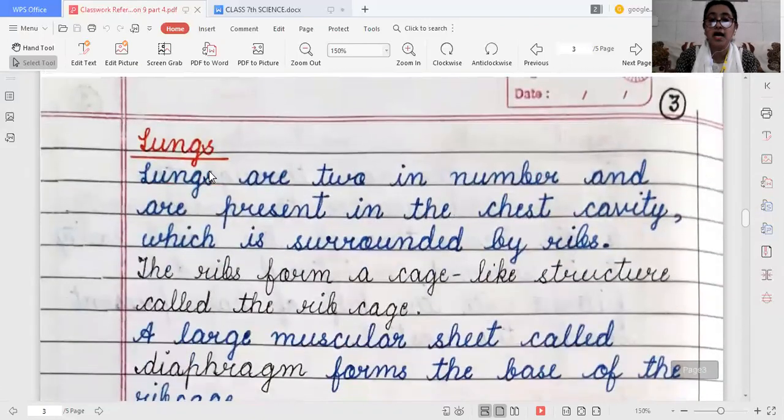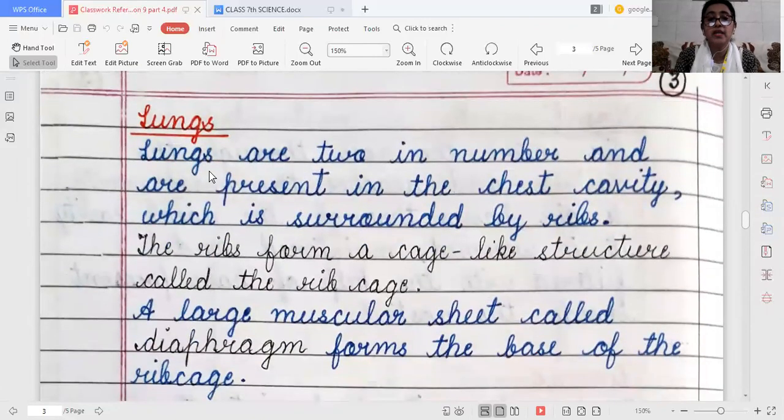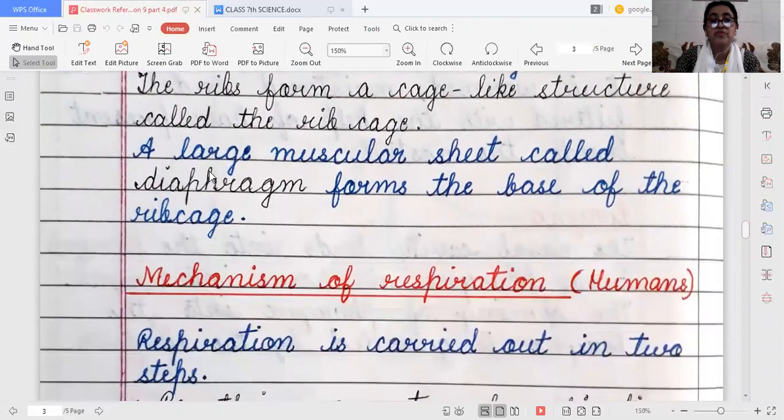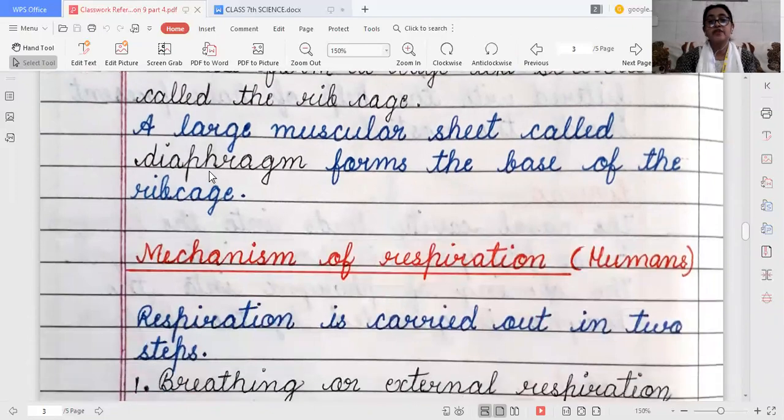Then comes lungs. Lungs are two in number and are present in the chest cavity, which is surrounded by the ribs. And these ribs form a cage-like structure, which is called rib cage. Now, at the base of the rib cage, there is a large muscular sheath, which is called diaphragm. It forms the base of the rib cage. So this is all about the different organs.